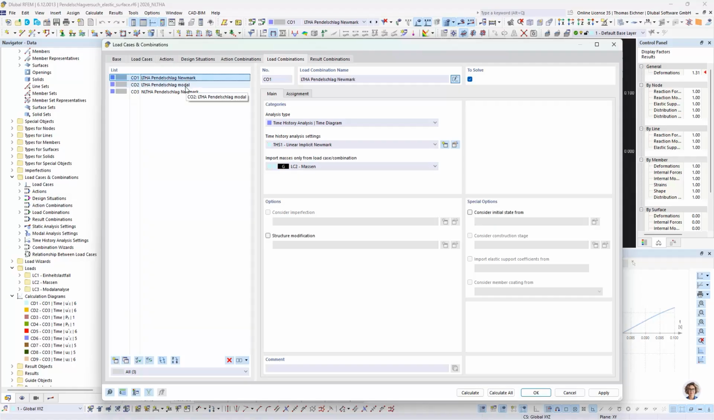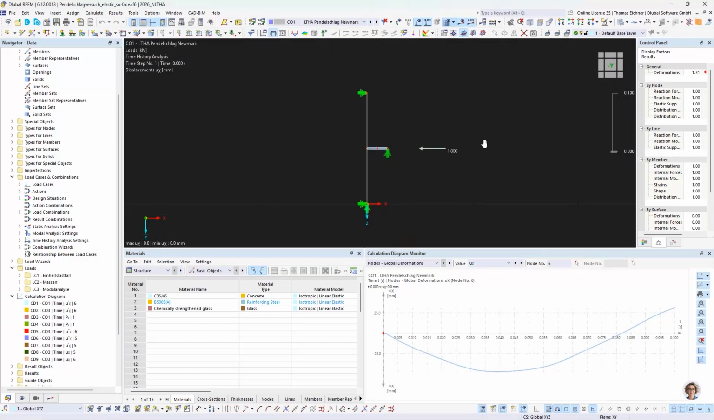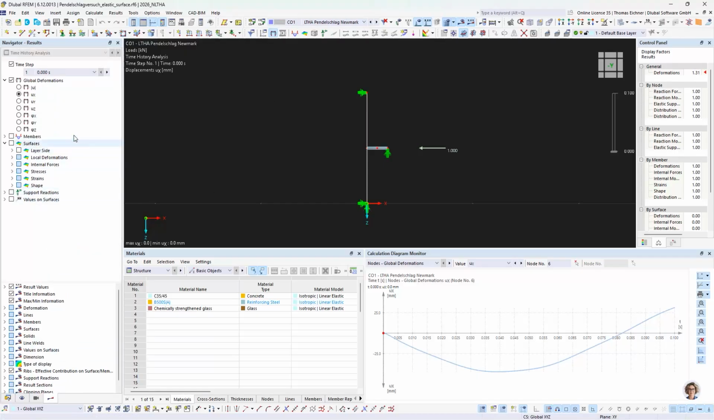The modal one we can just ignore. We won't look at that. It's going to be the same results as the new one. It just needs a modal analysis first. Let's go for the results now. We will see the new one, and let's see. This is the UX of node 6. Node 6 is this one here.